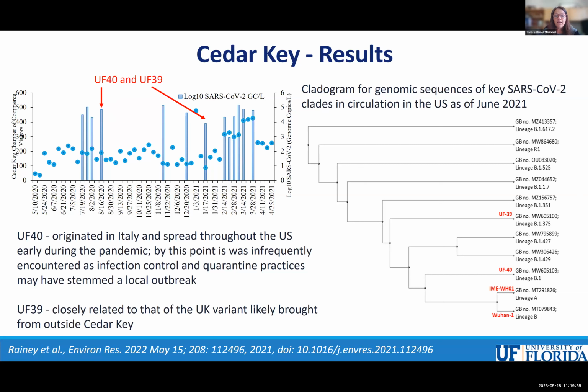UF39 was interesting because it was a strain that was more closely related to one of the variants in UK. And so we're speculating that that was actually brought into Cedar Key through some of the visitors to that region. So again, sort of showcasing that we can actually track SARS-CoV-2 in wastewater, but we can also in some way be able to look at variants and how those are changing within a population as well.